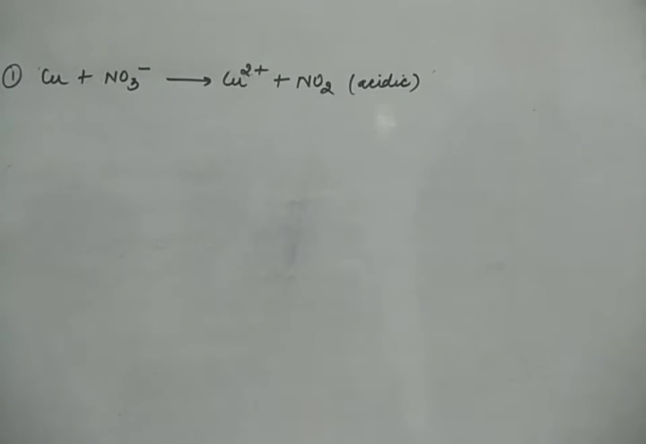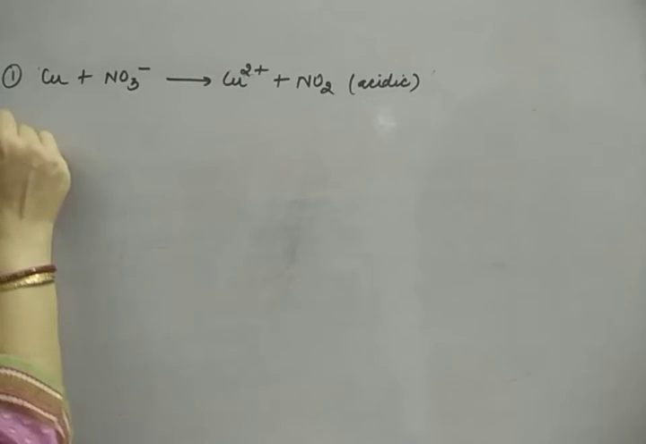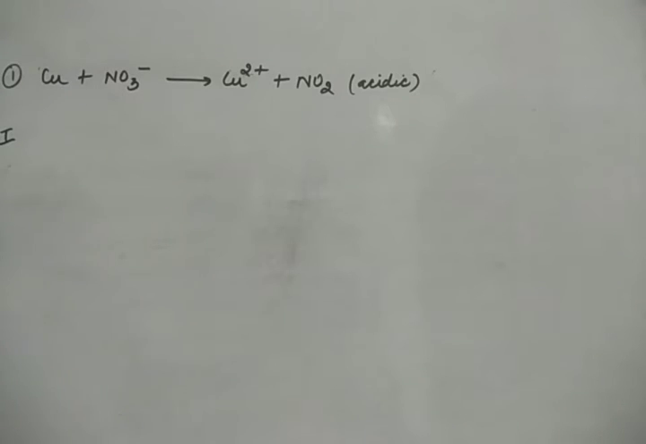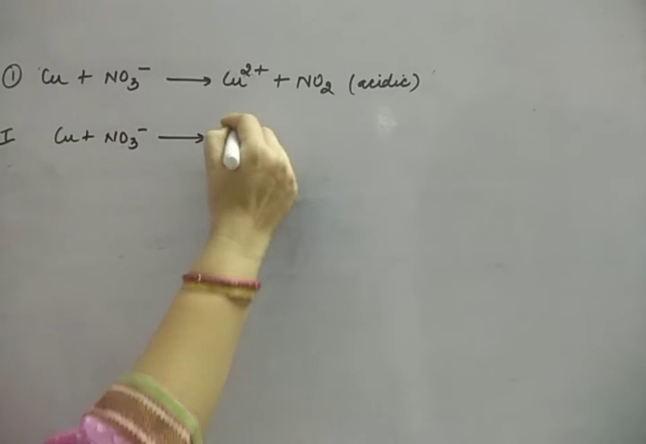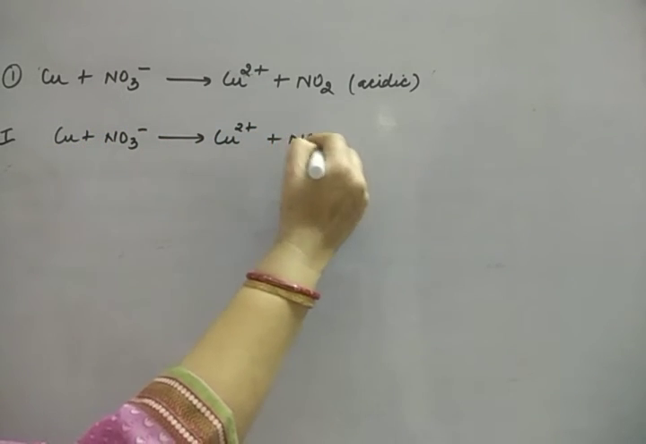Now my first equation is Cu plus NO3⁻ gives NO2 plus Cu²⁺, and this equation is in acidic medium. Okay, now we'll try to solve. Now what is the first step? The first step says to calculate the oxidation number of all the atoms. So again I will write the equation and calculate the oxidation number of all the atoms.